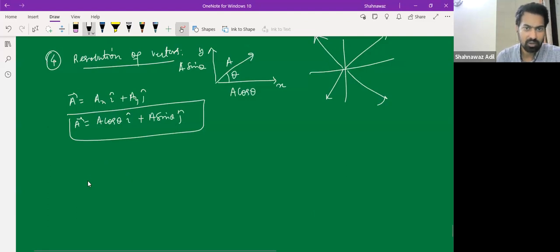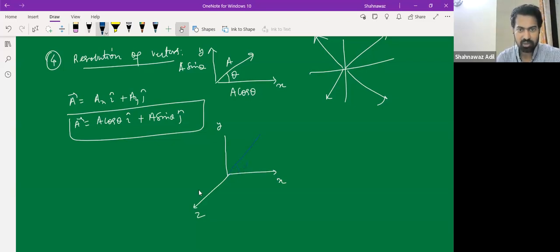And then we also learned that when we have three coordinates, right? When we have this x, y, z, and this vector is making alpha angle with x coordinate and this beta angle with y coordinate, and then gamma angle with the z coordinate. So then we learned about this.